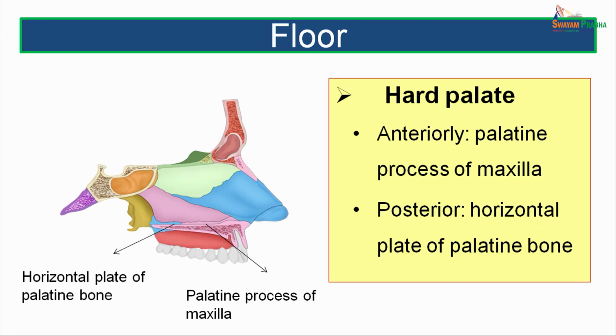The floor of the nasal cavity is nothing but the hard palate, which separates the nasal cavity from the oral cavity, and it is formed anteriorly by the palatine process of maxilla bone and posteriorly by the horizontal plate of the palatine bone. The same is seen in this picture. This is the floor of the nasal cavity formed in the anterior 2/3 by the palatine process of maxilla, and in the posterior 1/3 it is formed by the horizontal plate of the palatine bone.